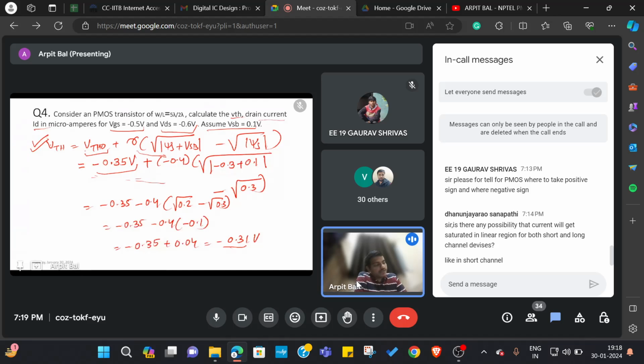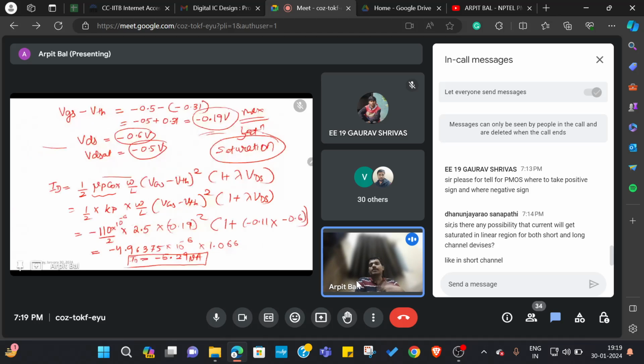So this is how we figured out what is the VTH that we need to use for our equation. Next thing we do is figure out VGS minus VTH, VDS and VDSAT. Like how we did it for NMOS, where we figured out the minimum of these three, for PMOS we need to figure out the maximum of these three. The maximum of these three is minus 0.19, that is VGS minus VTH, so the transistor is operating in saturation region, and we will use the equation for saturation region.